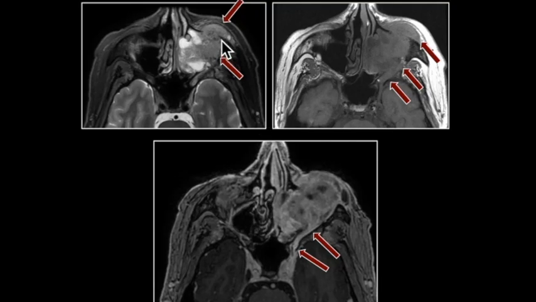On MRI, we can again see that extension anteriorly into the premaxillary soft tissues along V2. Posteriorly, extending along V2 to the pterygomaxillary fissure through the pterygopalatine fossa and up to foramen rotundum, which then goes into the cavernous sinus. So relatively extensive perineural spread of tumor in this relatively classic squamous cell carcinoma of the maxillary sinus.